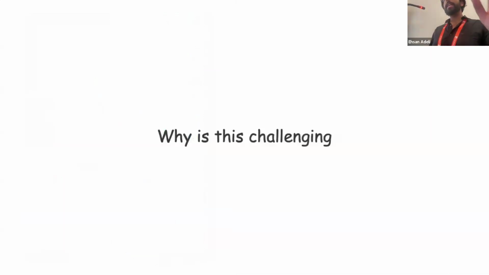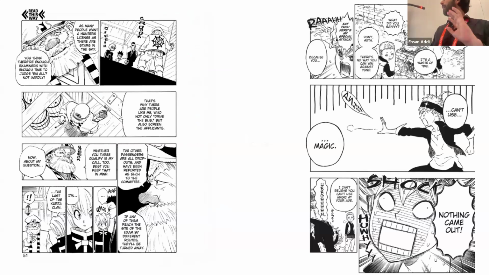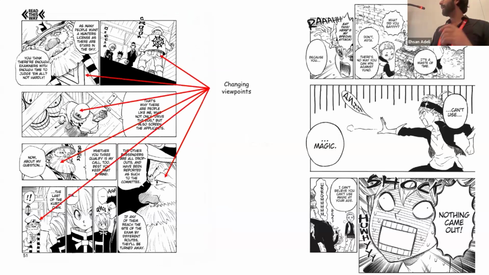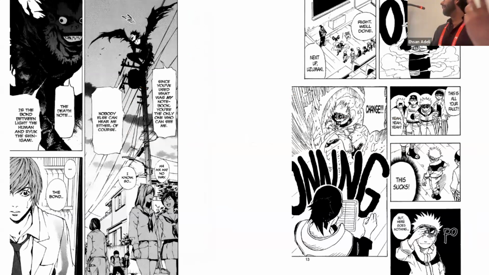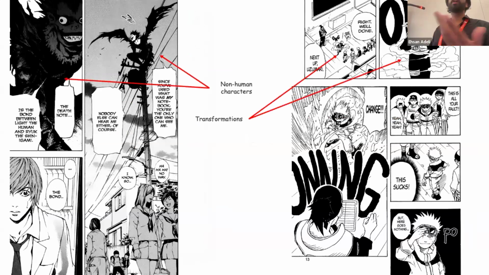Let's very quickly anchor ourselves to figure out why this is really challenging. With manga, you can have characters that appear with changing viewpoints: back view, front view, top view, profile, side view. You can have characters drawn with varying fidelity, so the same character could look very different depending on how the artist wants to render it and express emotions. You can have characters that are not actually humans, or characters that transform through magic, so one character can transform into another character.